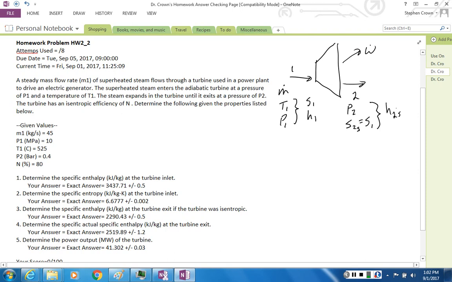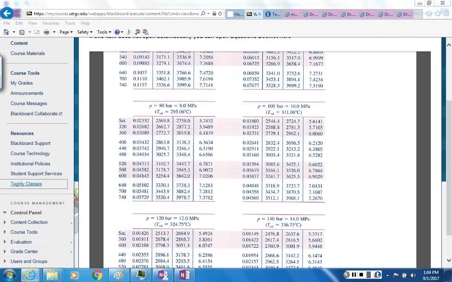If we go to the superheat tables, so at 10 MPa, which is here, and 525 degrees, we're going to have to interpolate. So it will be a little past the 3425.1. So we're going to have to take this difference, multiply that difference times 525 minus 520, and then divide that by 560 minus 520. And we'll do that here on the other page.